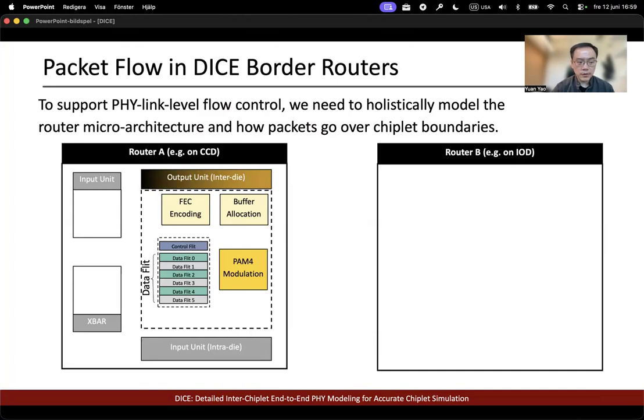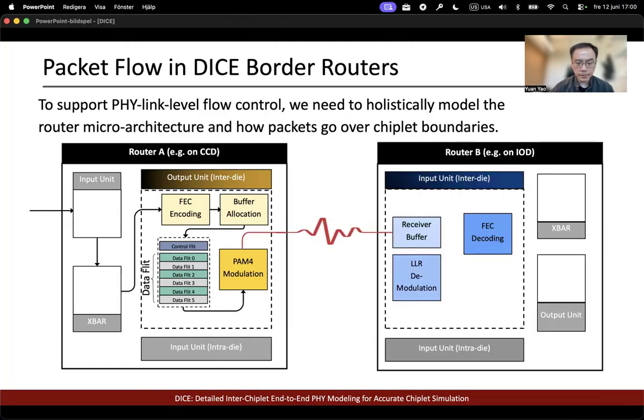DICE adds all the missing physical communication steps. A data flit is encoded with forward error correction. The encoding gets buffered, and then gets modulated, and then the packet is translated into a signal waveform, which will be transmitted to the next router. So this means the router model and the PHY model must interact.